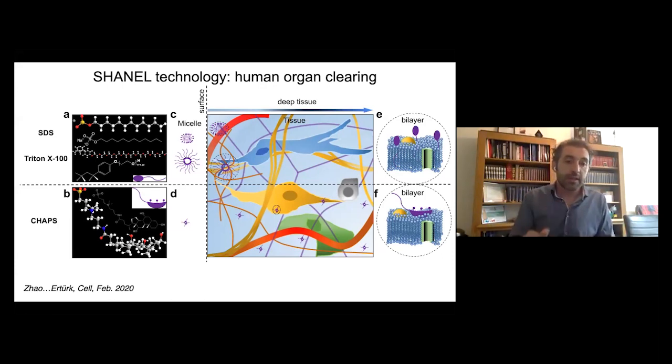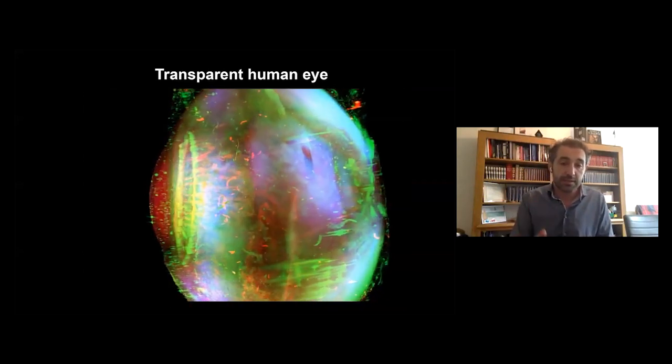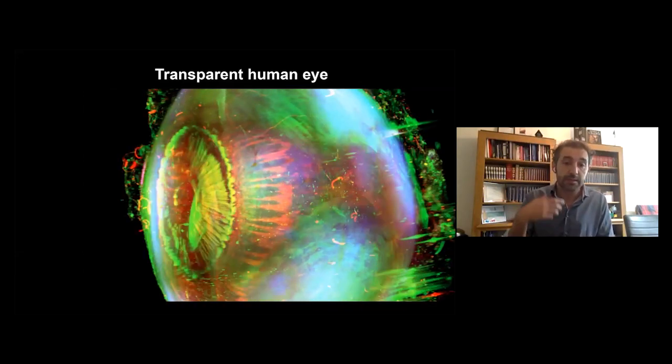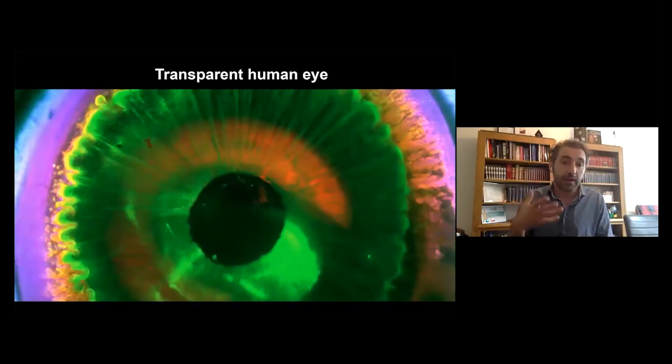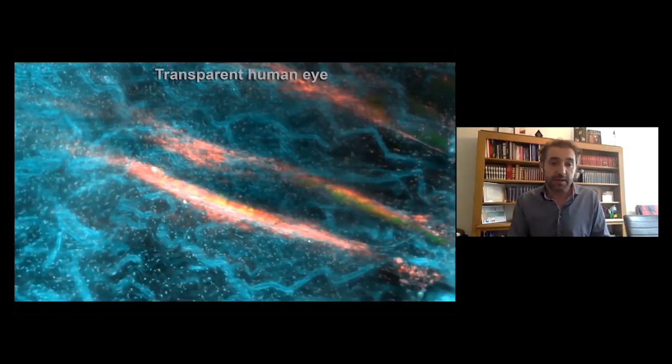So we screened and identified a new detergent called CHAPS, which has a tiny micellar size and could go through stiff human tissue and permeabilize it, make the holes. Then we could label and image the human organs. For example, you can see here a whole human eye rendered transparent and then scanned with light sheet microscopy, and we can see the dye labeling plus autofluorescence that shows us the details of the iris and the retina and the nerves and immune cells behind that.